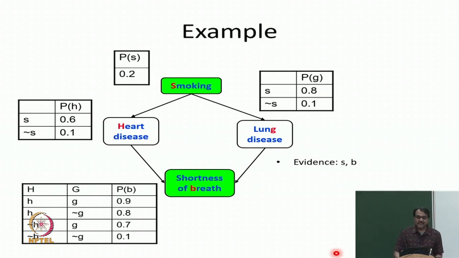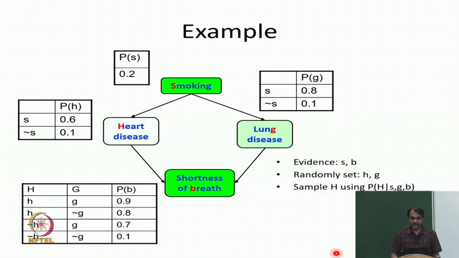So, now I first start by randomly sampling the other variables. So, let us say I randomly set heart disease to be true and lung disease to be true. And now I randomly pick a variable. So, let us say I randomly pick H, okay, and I then use probability of H given S, G, B, all the other 3 variables, and I figure out what is that probability, and then I sample. Now, heart disease, what is the Markov blanket of heart disease?